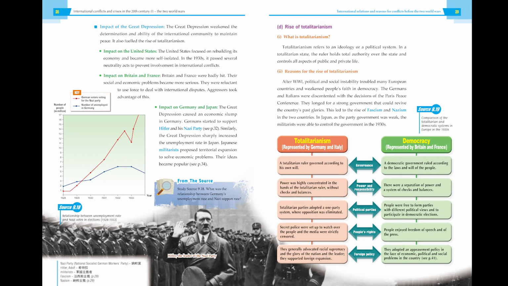Relationship between unemployment rate and Nazi votes in elections from 1928 to 1933. From the source. Study the source 9.18. What was the relationship between Germany's unemployment rate and Nazi support rate?